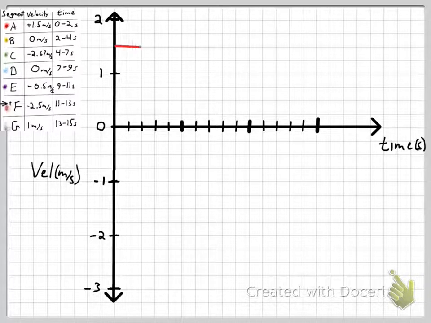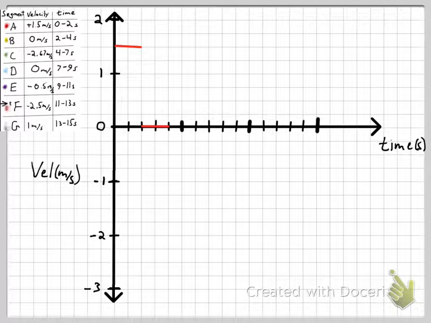Okay, let's look at our first section now. For our first section, from 0 seconds until 2 seconds, we were going at 1.5 meters per second. So that line is just going to be flat. We were going at that velocity, 1.5 meters per second, for 2 seconds. Let's look at section B then. For that one, remember the velocity was 0. On the position time graph, it was a flat line. It's also going to be a flat line here, but what's important is that it's right on that timeline, right at 0. That shows us that the velocity was 0 there. It wasn't moving at all.